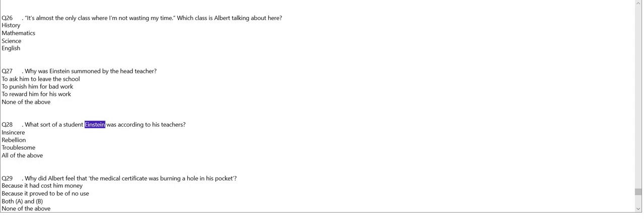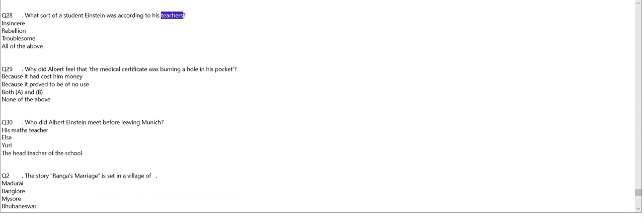Q28. What sort of a student was Einstein according to his teachers? Insincere. Rebellious. Troublesome. All of the above. Q29. Why did Albert feel that the medical certificate was burning a hole in his pocket? Because it had cost him money. Because it proved to be of no use. Both A and B. None of the above.